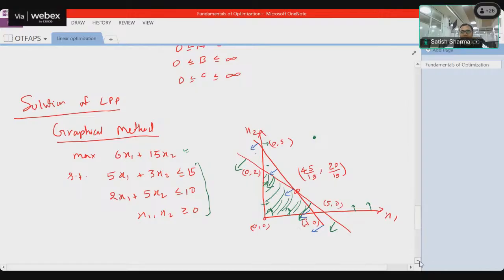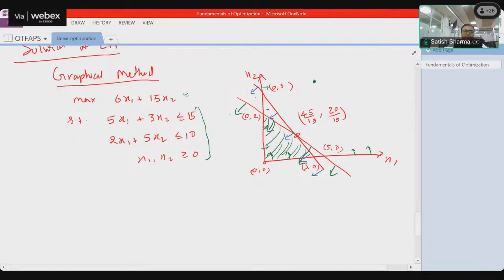One interesting thing here is, if I calculate the different objective function values for these different points, let's say f at point 0 and 2 is 30, and it is also 30 for the point 45 divided by 19 and 20 by 19. If this kind of case arises, the optimal solution will be at this point and at this point, and actually it is on this particular line. So this entire line gives you the optimal solution.